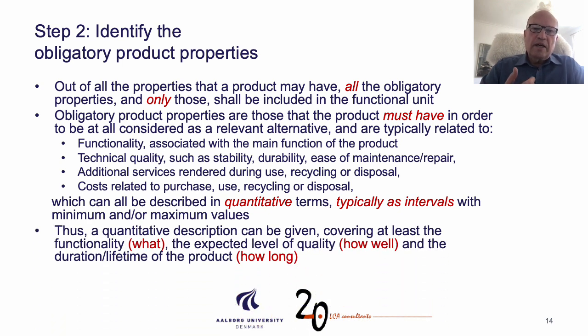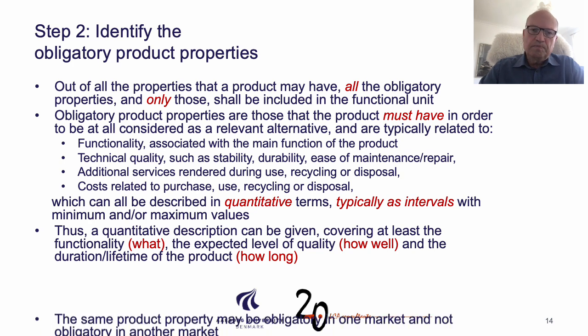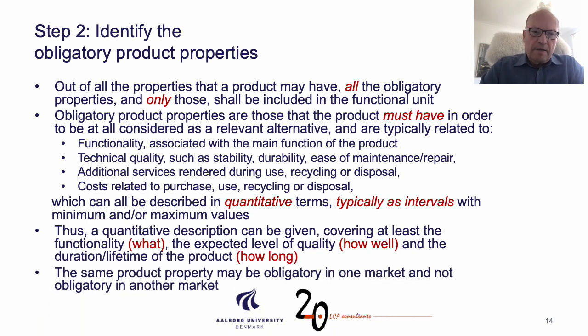That allows that we can define everything in quantitative terms, covering at least the functionality, the expected level of quality, and the duration or lifetime of the product. Typically popularized in terms of what, how well, and how long. The same product category, or rather the same product property, may be obligatory in one market and not obligatory in another market.